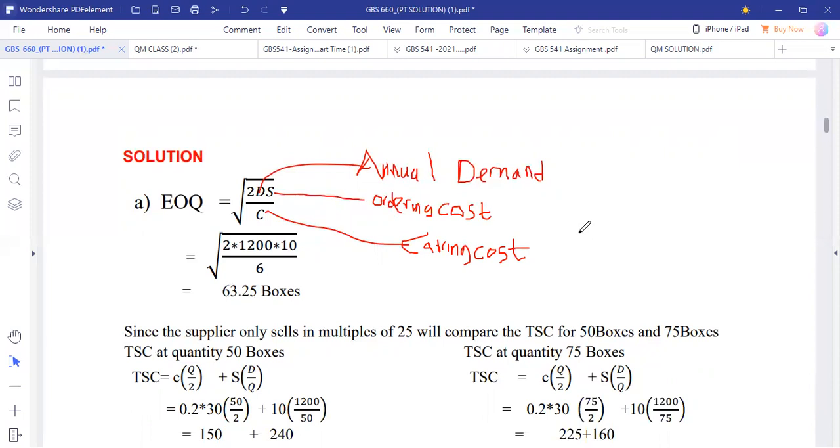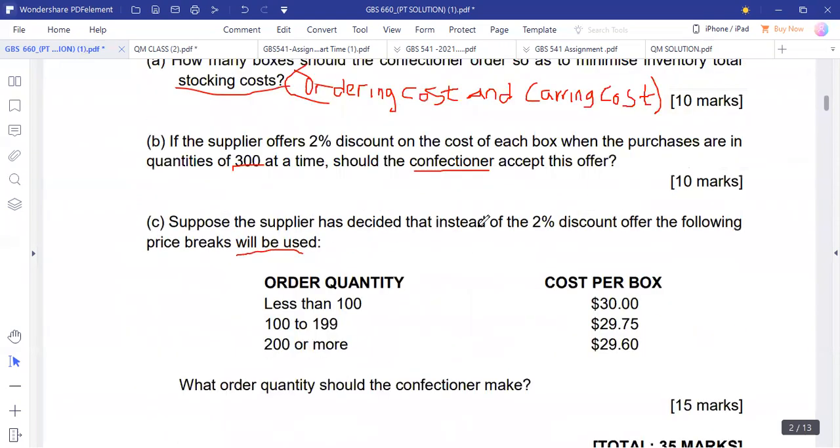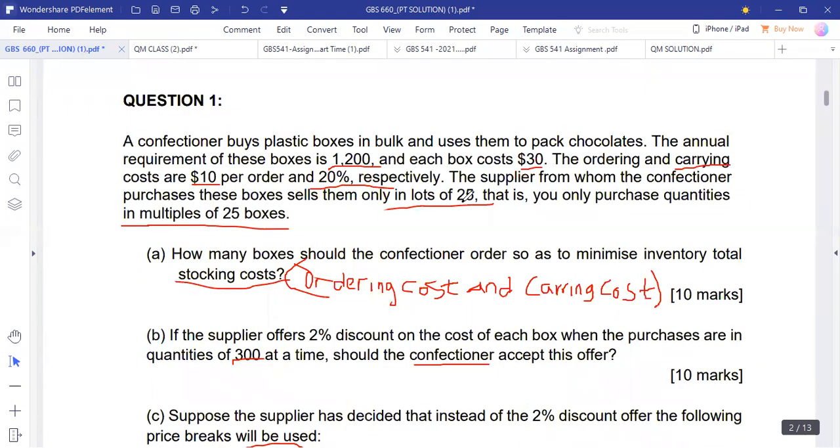Now, our carrying cost, we have to go back to the question here and check. They have told us that the ordering and carrying costs are $10 per order, that's the ordering cost. And then the carrying cost is 20% of the unit price. Our unit price, we have been told that each box costs $30. So since each box is costing $30, the carrying cost is a percentage of the acquisition cost of $30.